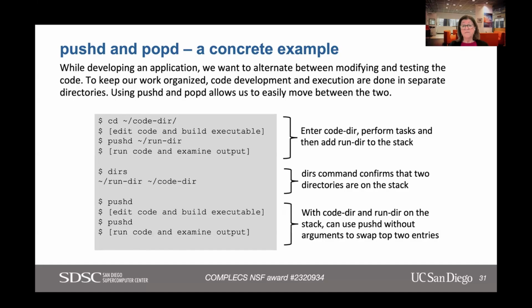So use pushd and popd. That allows us to easily move between the two. So we went into the code directory, we edit our code, we build our directory, and we pushd into the run directory. Then run the code and examine the output. Then what directories do I have in my stack? So it confirms that there's two directories in the stack. And I'm going to pushd, so I end up in the code directory, and pushd again, and then I can run code again.